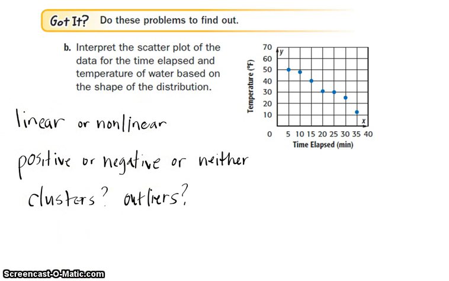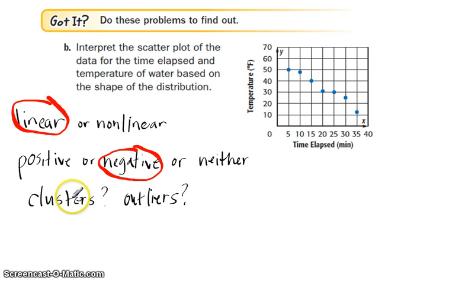So if we take a look at this one, it looks like it's linear, okay? It's going downhill, it's linear. So we're going to circle linear. This is going to help us write our final answer. Is it positive, negative, or neither? Well, look, it's going downhill. As your time increases, the temperature decreases. As the time increases, as you get bigger this way, your y values get smaller. Since it's going downhill, it is negative.